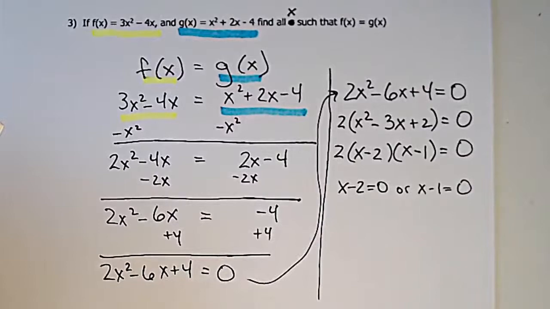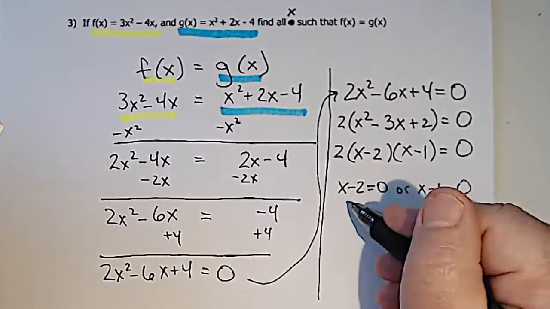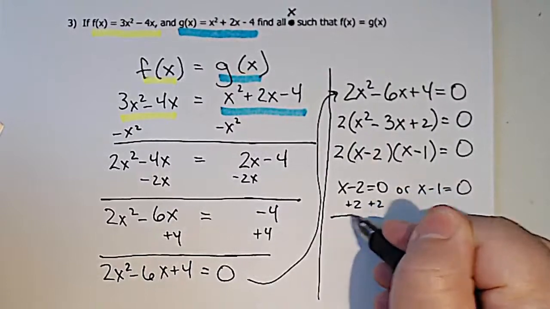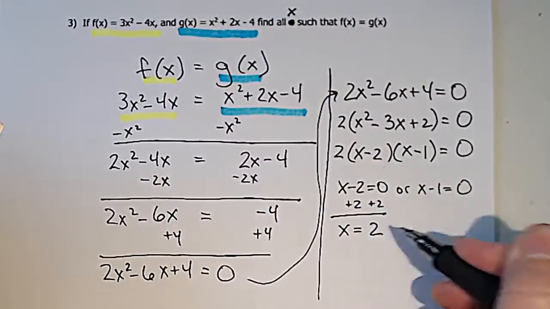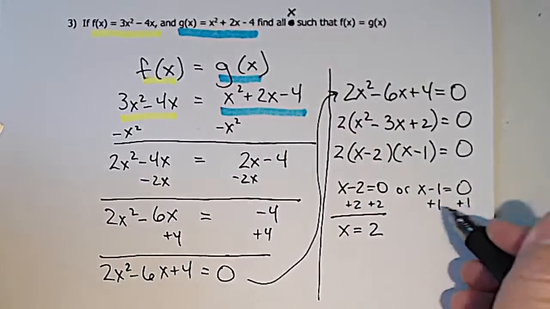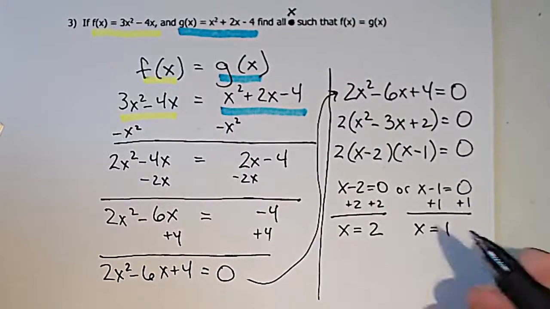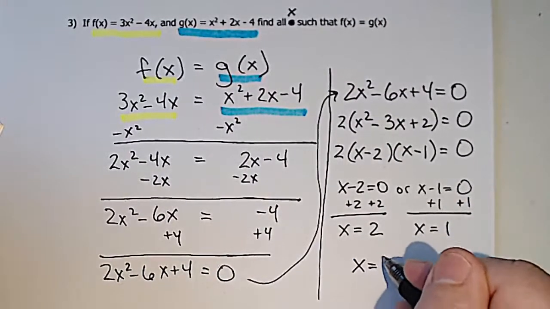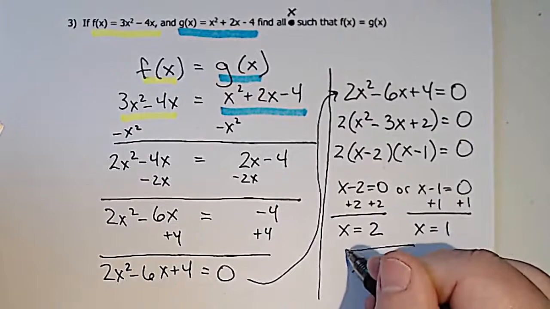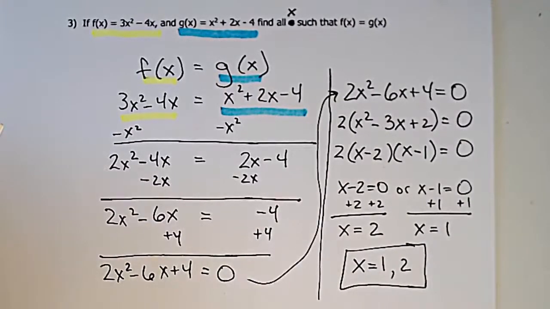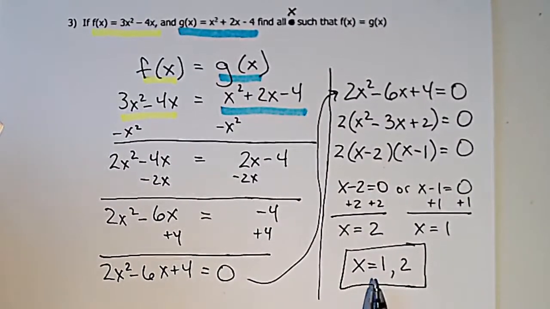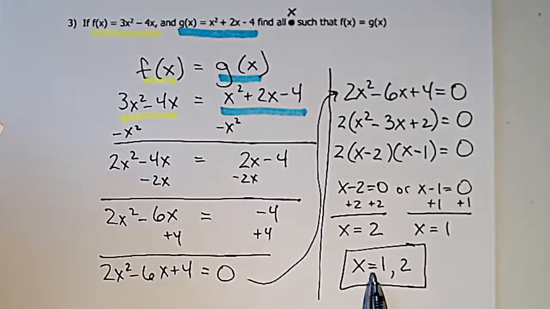If you want, you could also write, well, maybe 2 equals 0. And then we'd say, nope, it doesn't. Okay, plus 2, plus 2, plus 1, plus 1. So my answers are x equals 1 or 2. Bam. Now, what are we answering? We're answering all the times when f and g get the same answer.